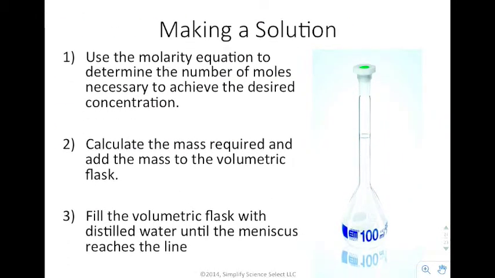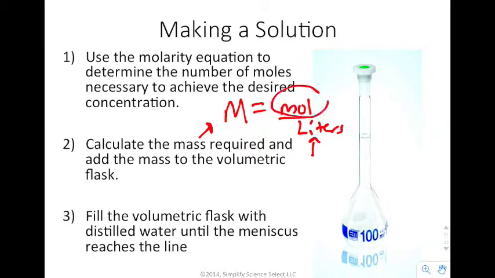Next, in order to create a solution in the lab, you should know that you have to use the molarity equation to determine the number of moles necessary. So here's the molarity that I want. Molarity is equal to moles divided by liters. Now when you're in the lab, you know you have to make a certain volume of solution, and you know what molarity you want, so that allows you to calculate the number of moles. Once you have the number of moles, you calculate the mass required by going from moles to grams using the molar mass.